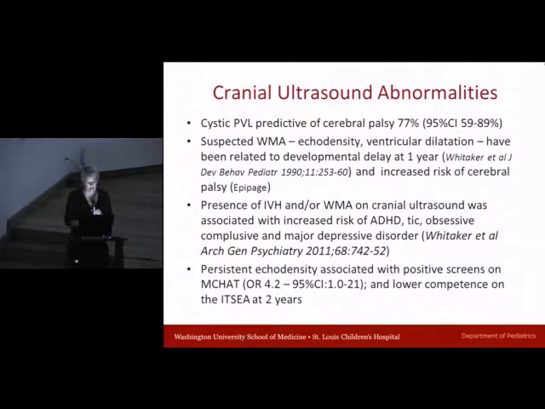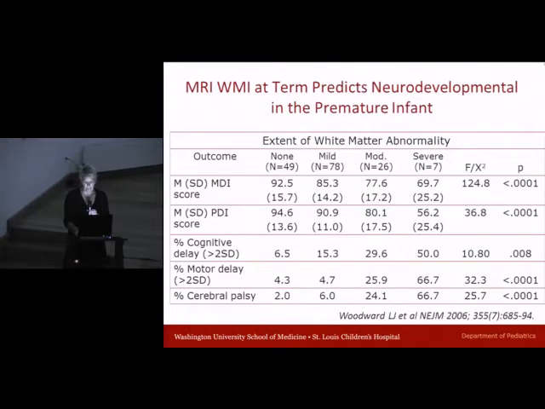We looked at our own data and also found that persistent echo density for more than a week was associated with positive screenings on autism, and we're just finishing the full evaluation of those children, and lower competence on the social emotional assessment at 2 years. So there does appear information that's important on ultrasound that we should be paying attention to, but it may be more in terms of this behavioural spectrum.